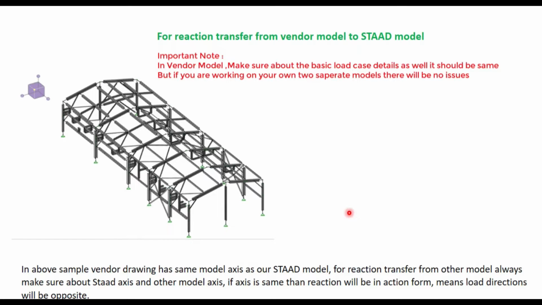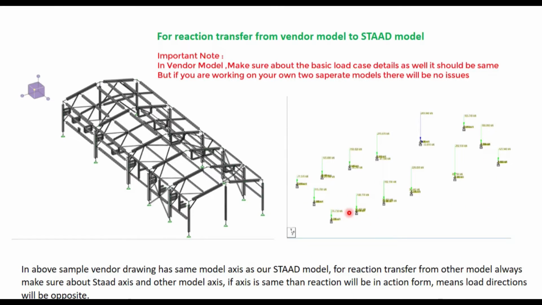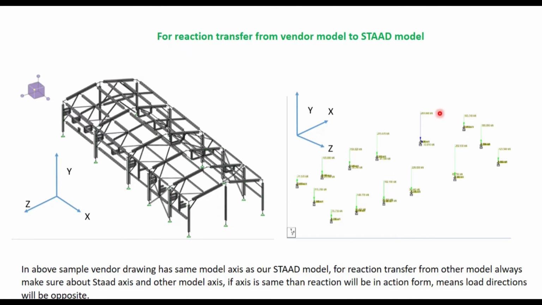All right, here I have one scenario where the vendor has modeled the segment in a different software, but the model axes are the same. Let me show you over here. See, Y is the vertical, X is along the member length, and Z is along the width. These are the global axes, right? And the same, the vendor's axes I have highlighted over here. Similarly, if we talk about our Staad model, this is also the same. See, along the X axis we have all the columns, meaning the shelter is along the length axis, and the width is in the Z axis. So if you are transferring reactions from here, it will be fine.